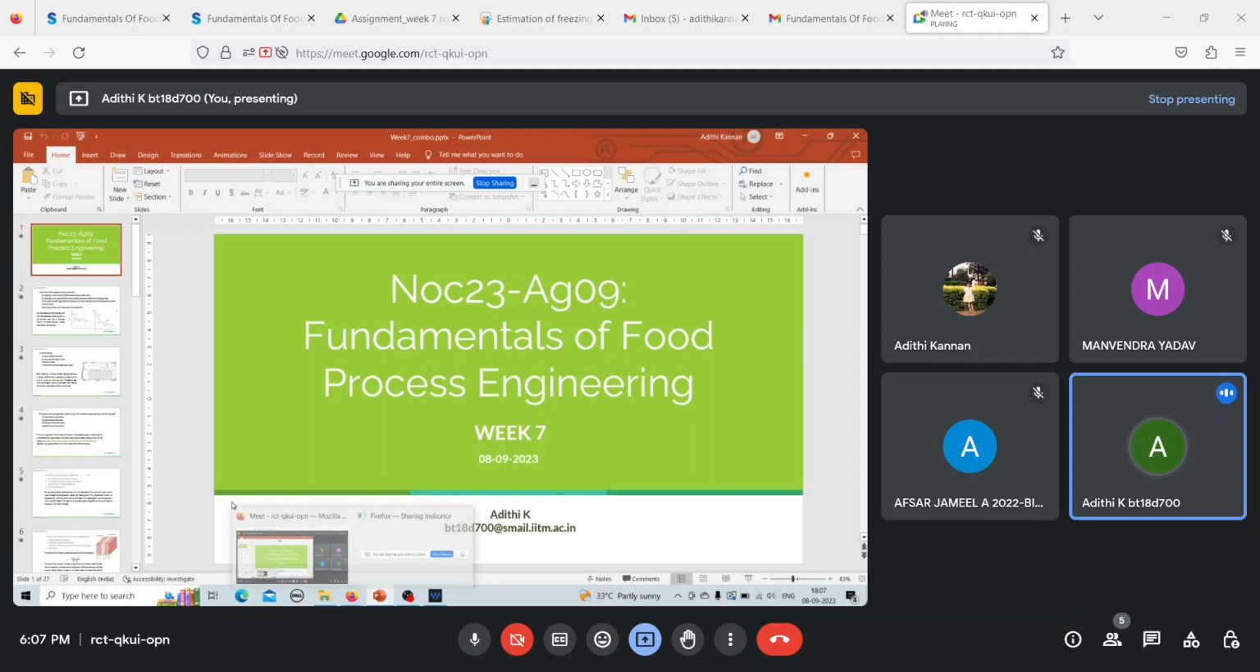So statement 1 is true and statement 2 is also true. So the answer is option A.